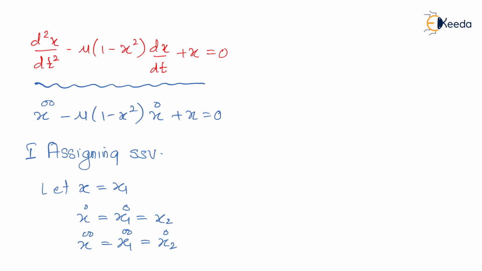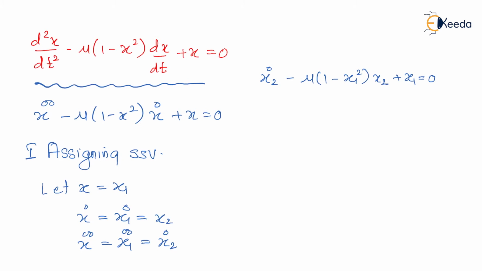So x double dot becomes x2 dot minus mu, with 1 minus x square, where x is nothing but x1, so x1 square, and x dot is nothing but our x2, plus x again becomes x1, is equated to 0. This is what I have got over here.